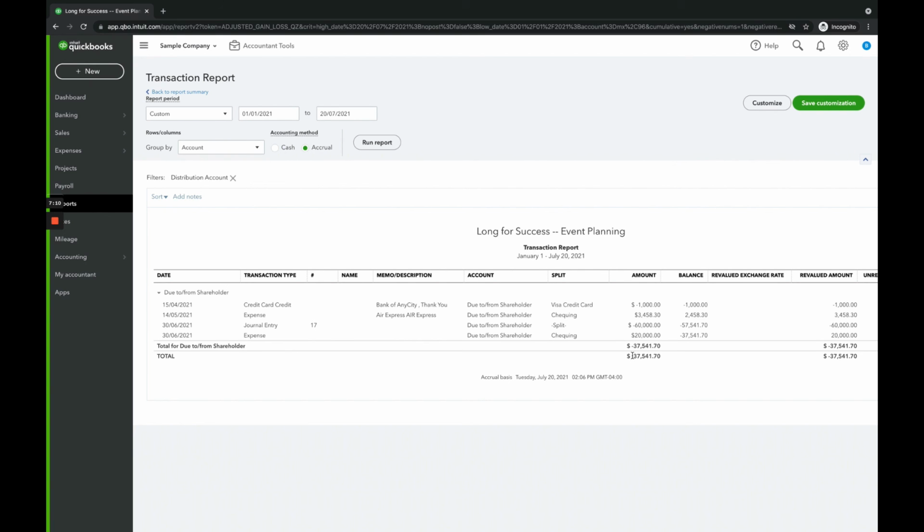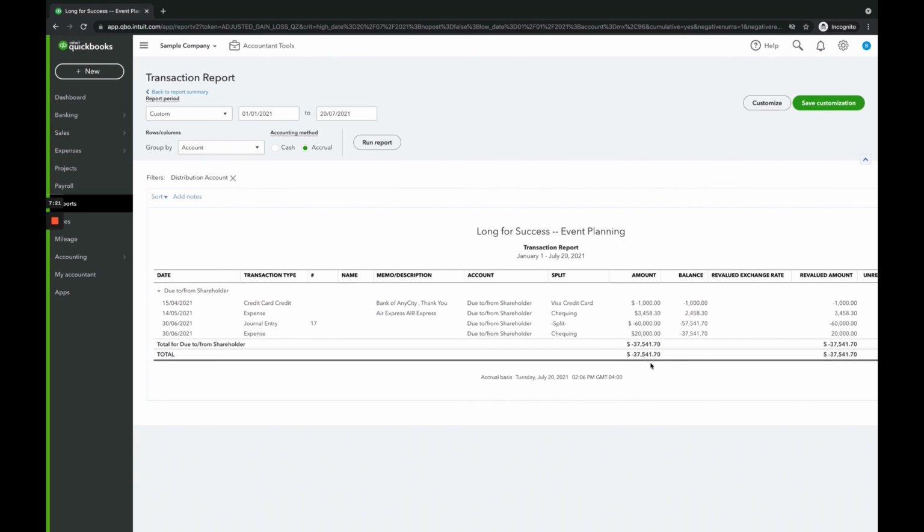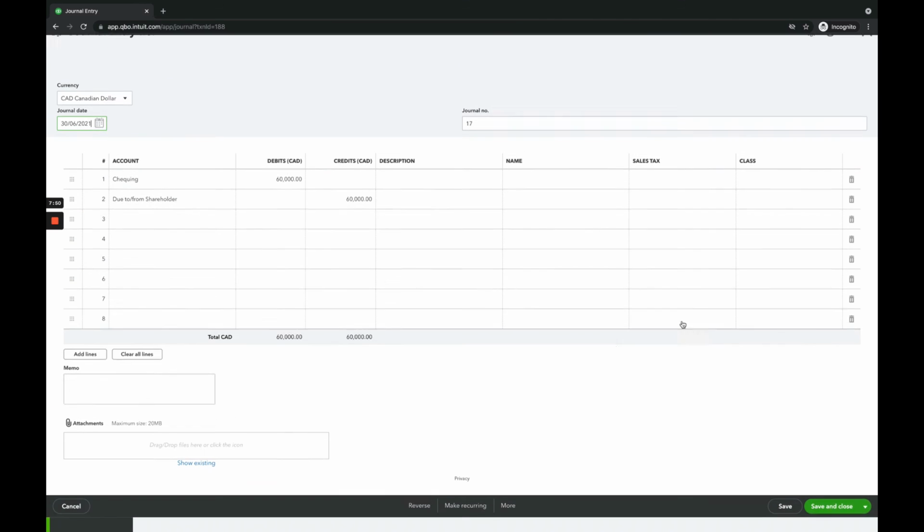So since it's 37,541 and then it's in negative, so it means it's in credit, this is the amount that the business currently owes you. Now, since it's in negative and the business owes you money, you can actually take this money out of the business tax-free because this is not a dividend, it's not a sale or whatever. This is money you've given to the business. It's a loan. So the business owes you and the business can pay you back without you paying any income taxes on that money.